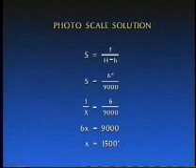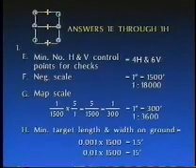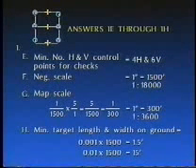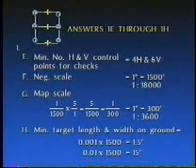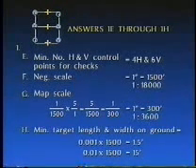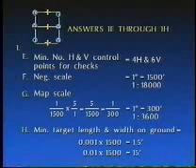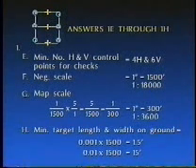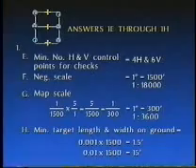1 to 18,000. We were given that the map is a 5-time enlargement of the negative scale. Therefore, 1 over 1,500 times 5 equals 1 over 300. So the answer to 1G, the nominal map scale, is 1 inch equals 300 feet, or 1 to 3,600.